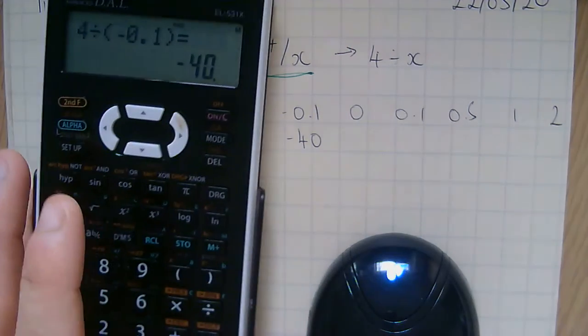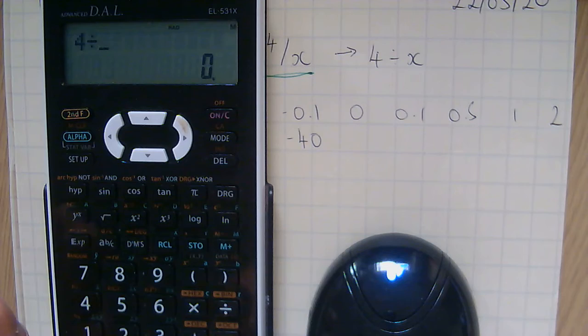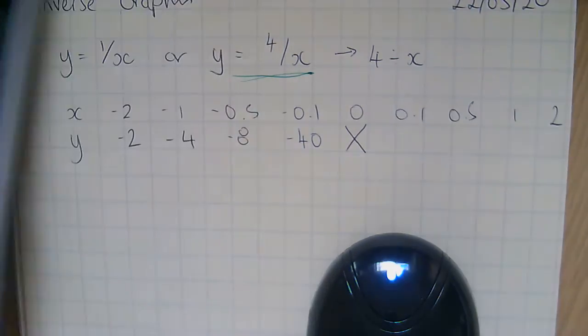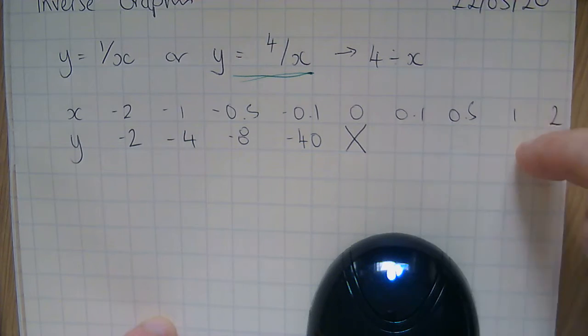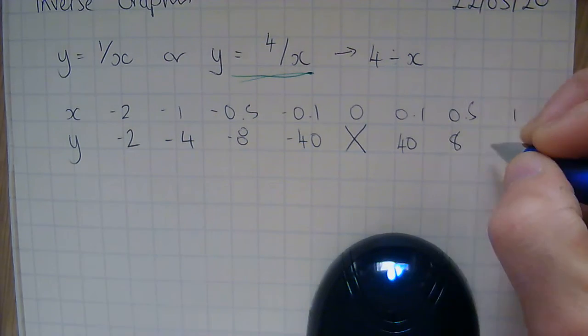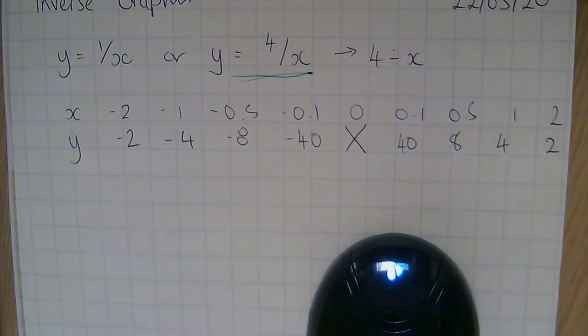Now when I put in the next bit, 4 divided by 0, I get an error on my calculator. This is not a mistake, it just means that this value doesn't exist. And it means that you can't join this bit of the graph up to this bit of the graph. So I can fill the rest of my numbers in, 40, 8, 4 and 2, and then we can look to plot our graph.